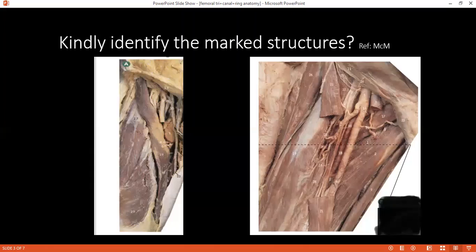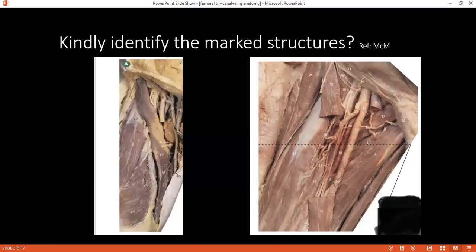Okay. Can you please tell me how the inguinal ligament is formed? The inguinal ligament is formed by the aponeurosis of the external oblique muscle. It is from the pubic tubercle to the ASIS.